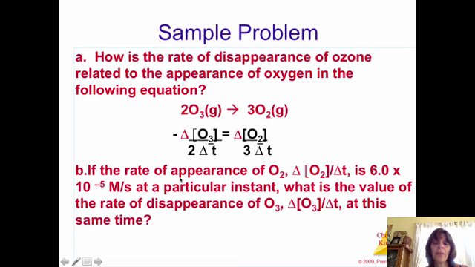So if the rate of appearance of O2, the change of O2 over change in time, is 6 times 10 to the -5th molar per second at a particular instant, what is the value of the rate of disappearance of O3? Put these numbers in here, and don't forget to add the coefficients. Hopefully you got 4.0 times 10 to the -5th molar per second. If you had trouble with that, try it again or note that in your summary form so that we can work on that in class.